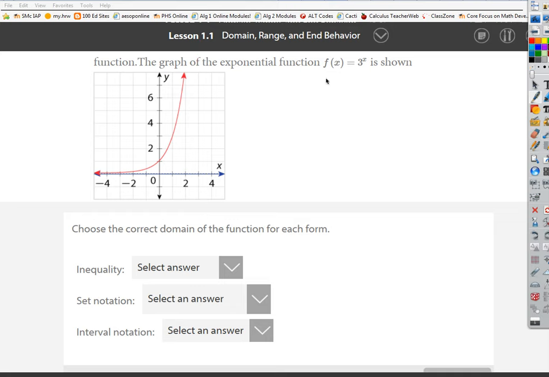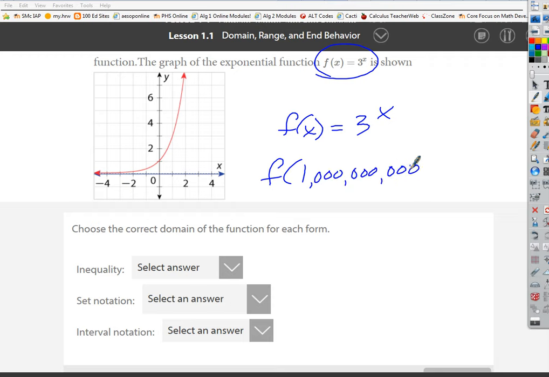Look at the function itself. F of x equals 3 to the x. It's a weird kind of function. We haven't dealt with exponential functions very much. But is there anything preventing me from putting in a trillion for x? No, there's not, is there? There is no upper limit to how big numbers can get. And so that's going to be an enormously large number. If I evaluate this at a trillion, all I'm going to get is 3 to that big number.